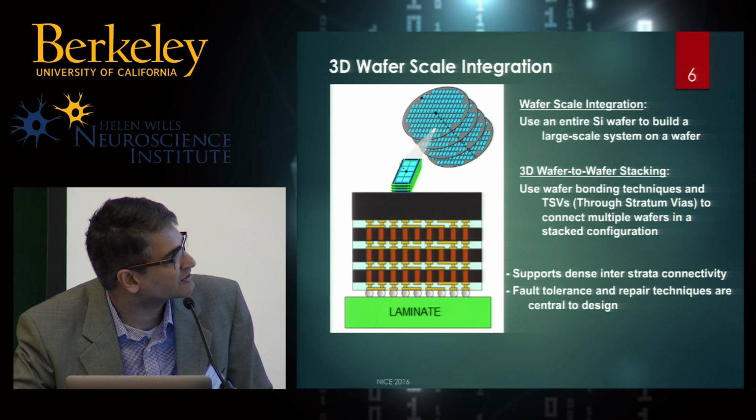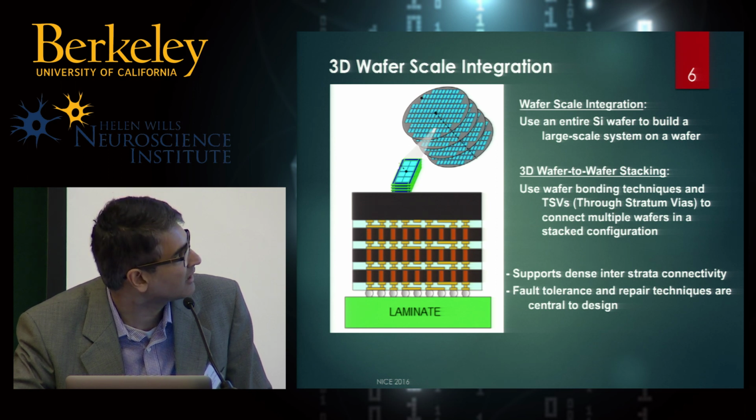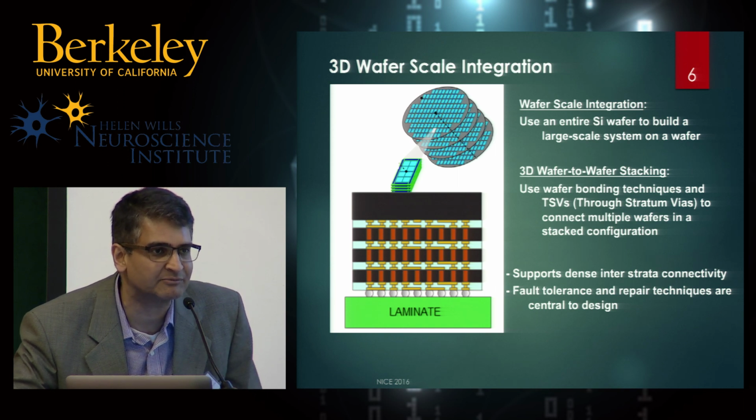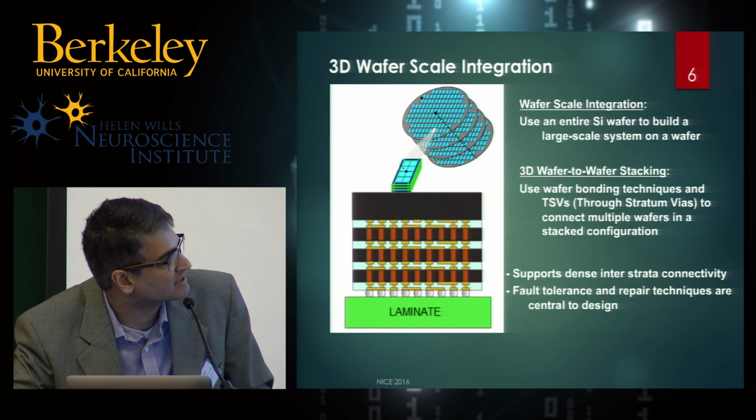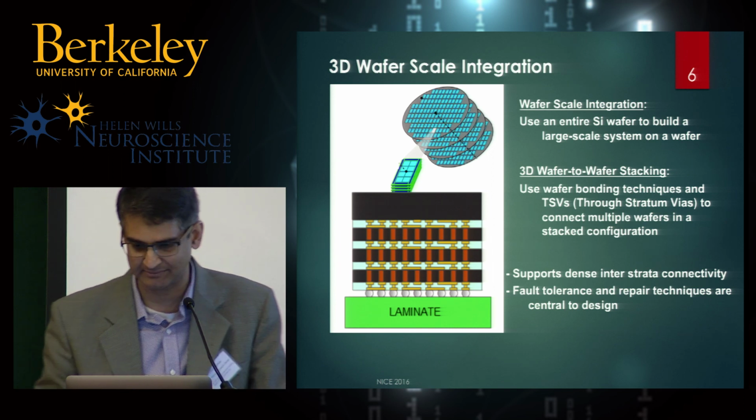So this allows us to support very dense interstrata connectivity. The reason is that we can thin these wafers down, which allows us to preserve the aspect ratio of these TSVs. And when we do that, we can make these very, very dense. Now, of course, one cannot reasonably expect that everything is going to yield on a single wafer. In fact, this has been one of the major issues with wafer scale integration. So fault tolerance and repair techniques are really central to designing a wafer scale system.